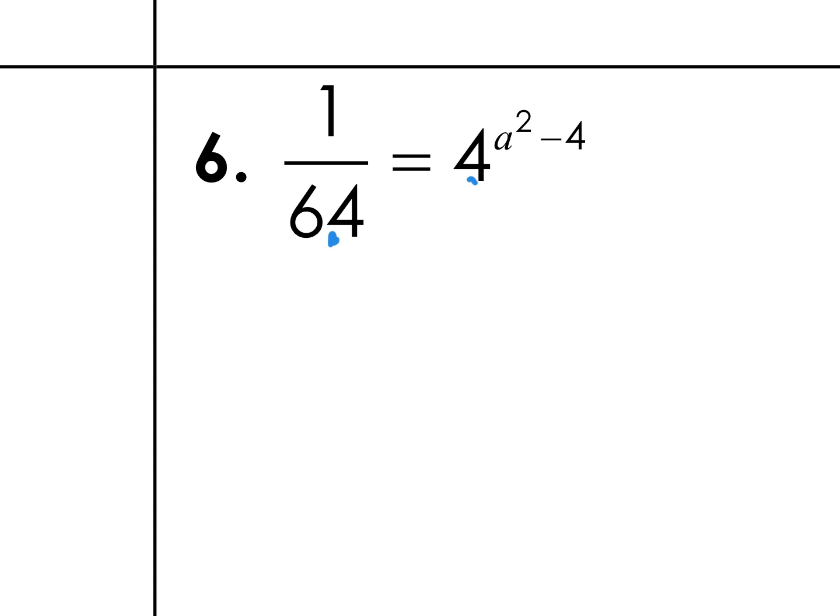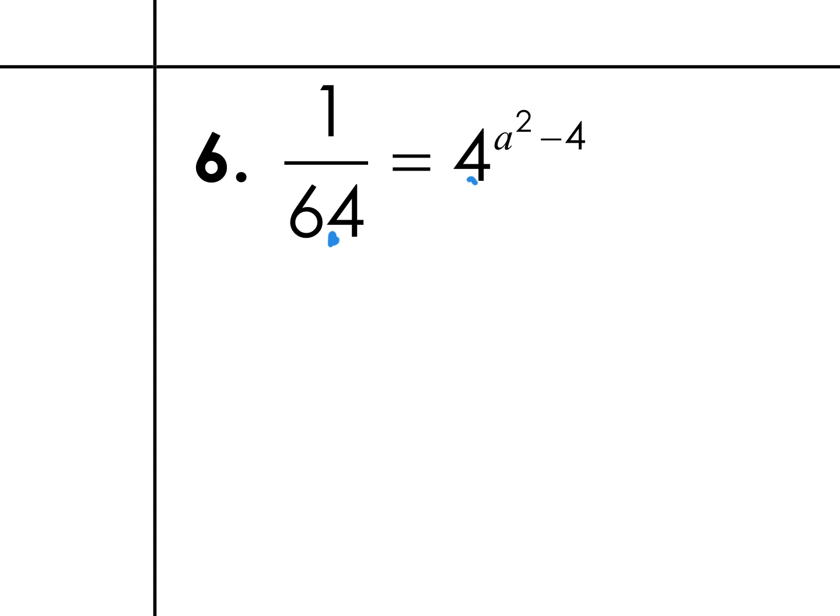Okay, guys. I can't do all the work. Can a 64 be written with a base 4? You don't divide it. You don't subtract. You have to think of a 4. What power would make a 64?